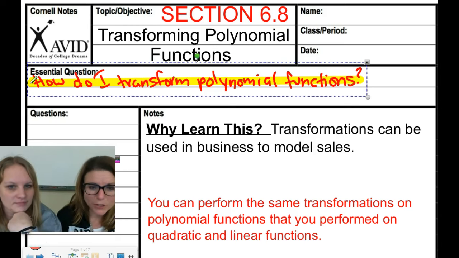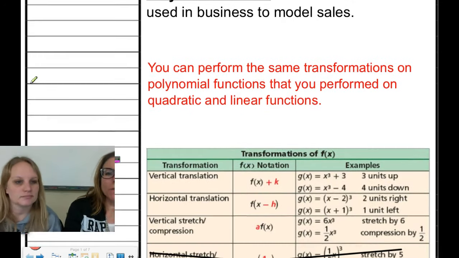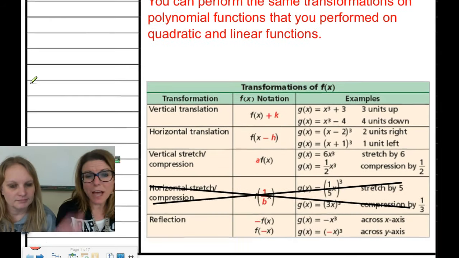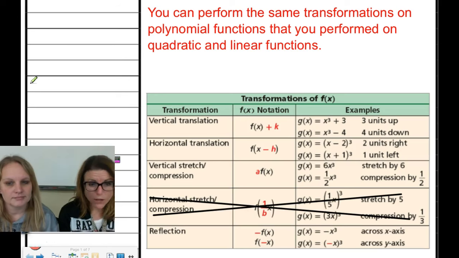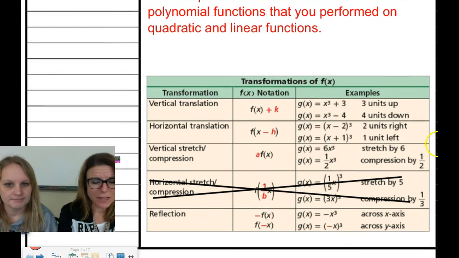Well, transformations can be used in business to model sales. Pretty cool, huh? You can perform the same transformations on polynomial functions that you performed on quadratic and linear functions. Same thing. It's kind of a review. Right. So here's the table that we're very familiar with. We're not gonna read through it, but there's all different types of transformations.